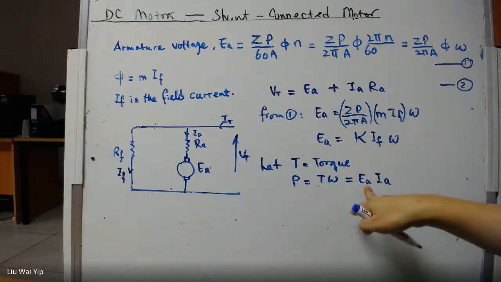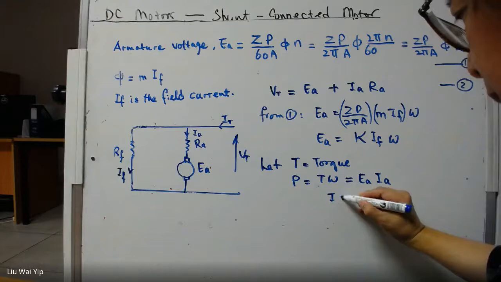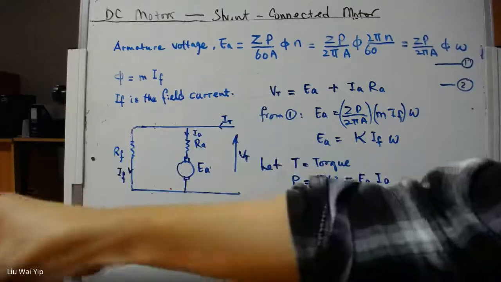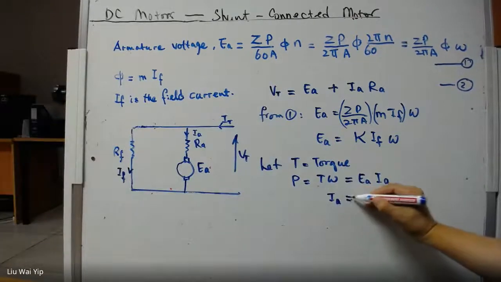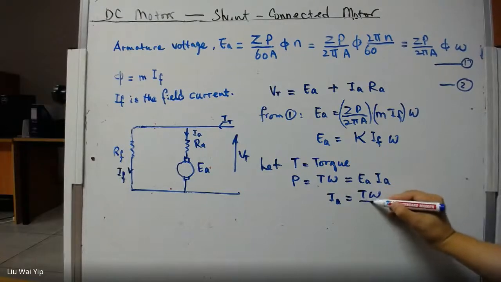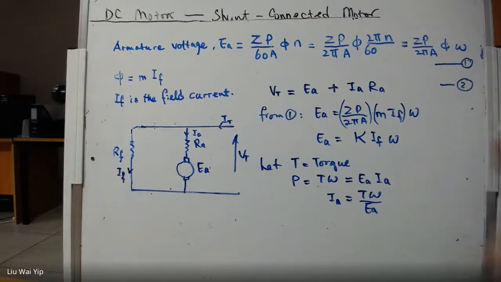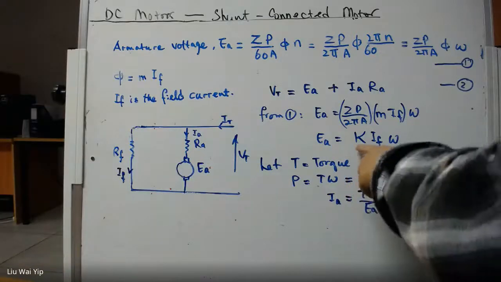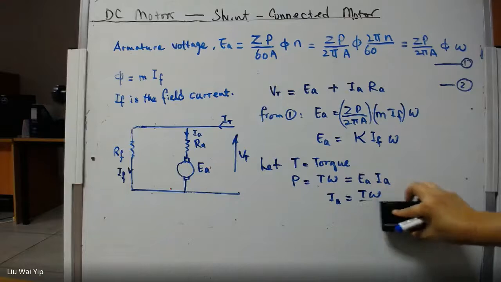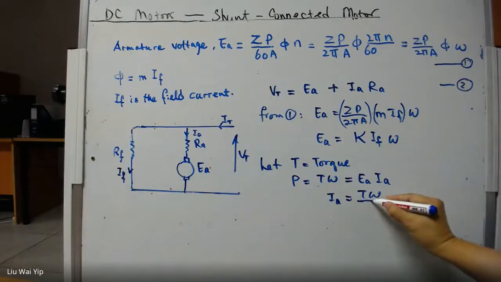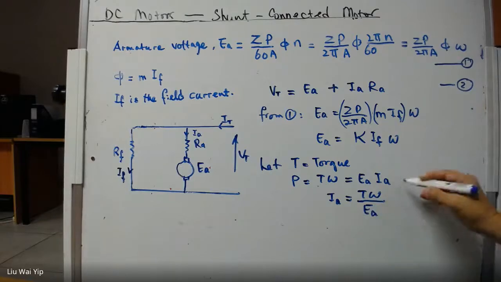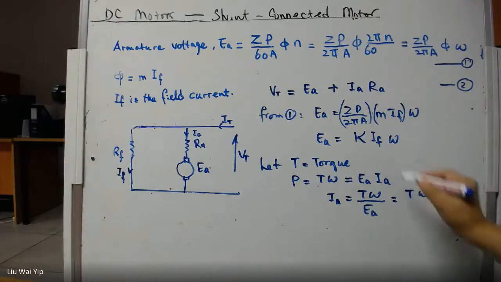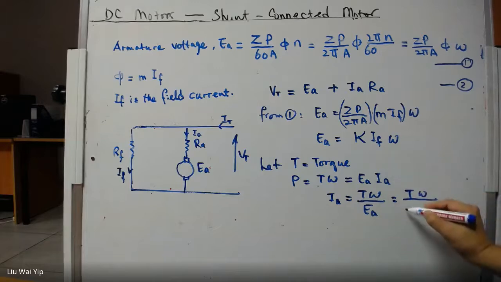Now, if we rearrange this equation, then we will get IA, which is the armature current, equals T omega divided by EA. But hang on a minute. T omega over EA, but haven't I already derived EA here? We have already spent a lot of time to derive EA here. So now we substitute all the formula for EA into this one.